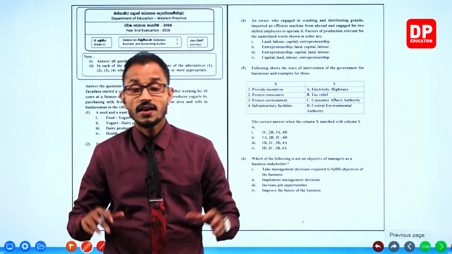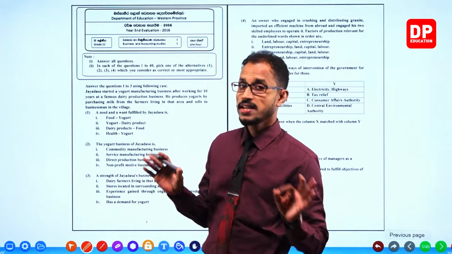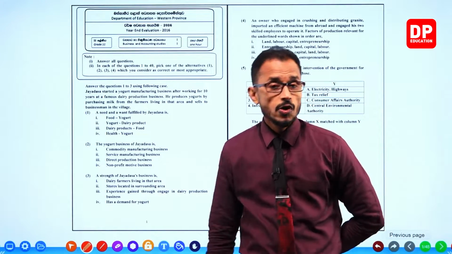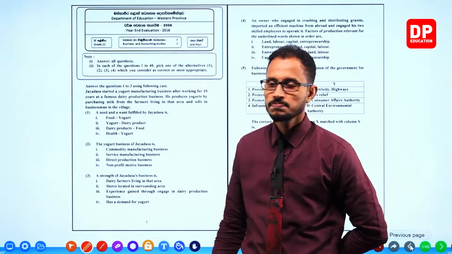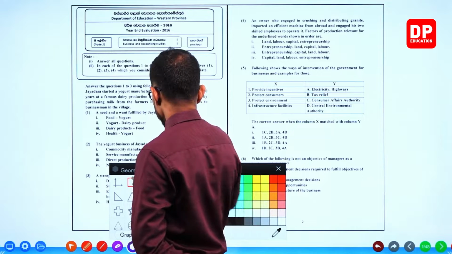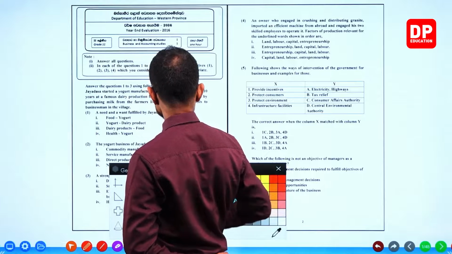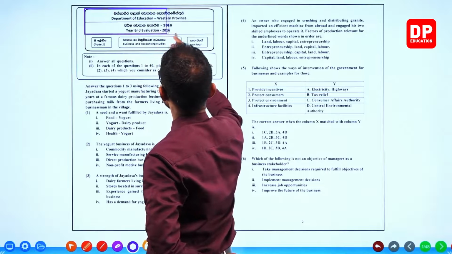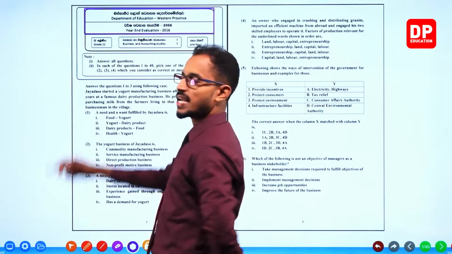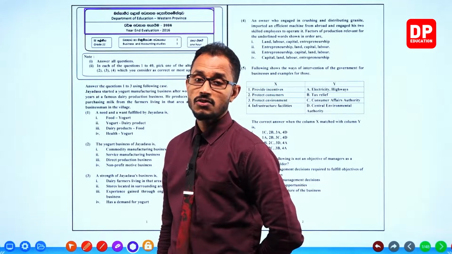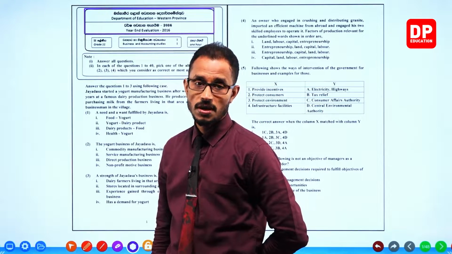Hello everybody, brand new paper. We are taking this from the Western Province Education Department. This is the 2016 Western Province third term Business and Accounting paper. Yeah, of course, it's a provincial paper.